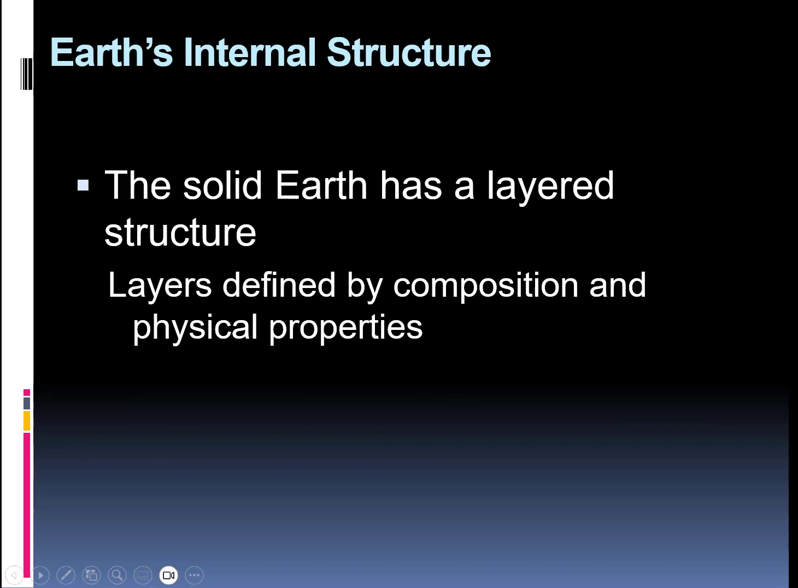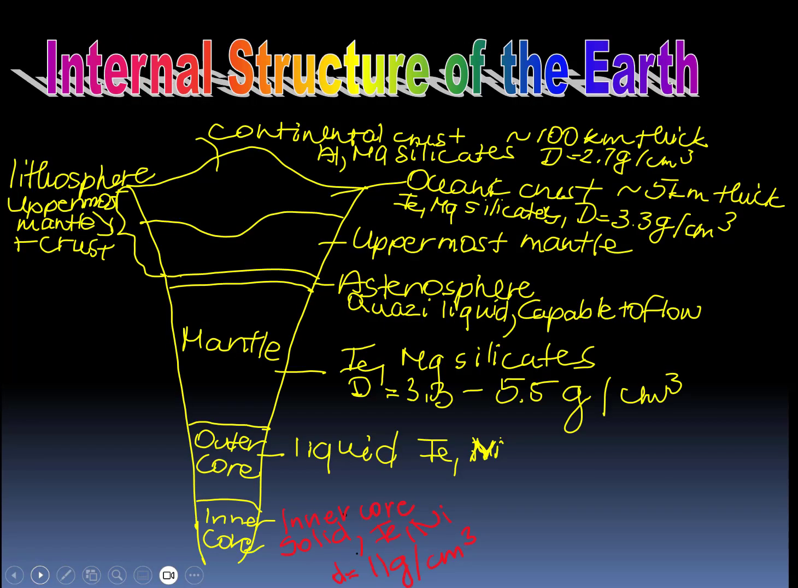And now we are at the very last part of this section, and that is the Earth's internal structure. This is very important because to build the plate tectonics, which is the next module, you have to understand the solid Earth and its layers. We know that the Earth has layered structures, and these layers are defined by composition and physical properties. So this here is the drawing you have to do, and you can study it.